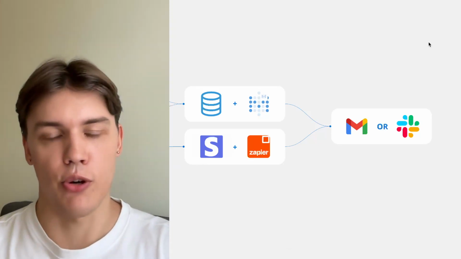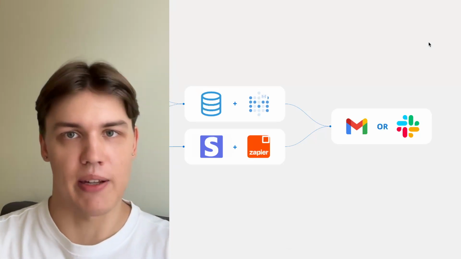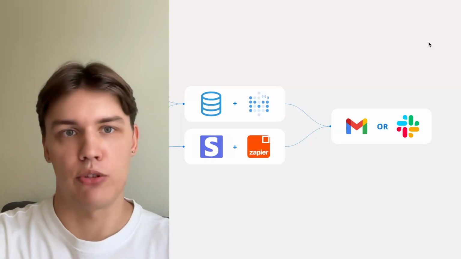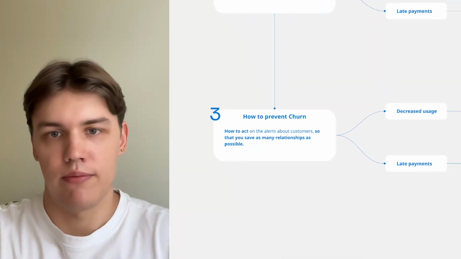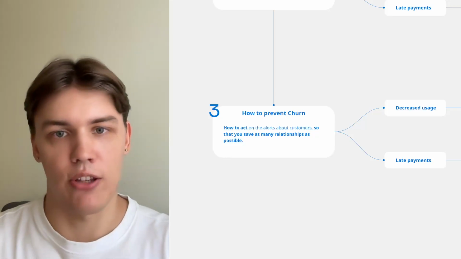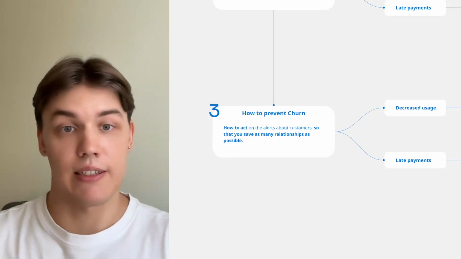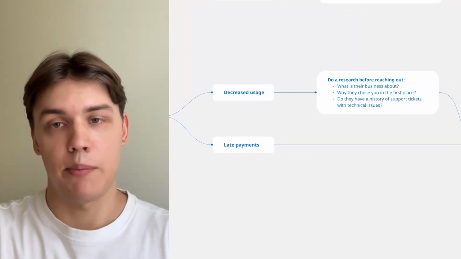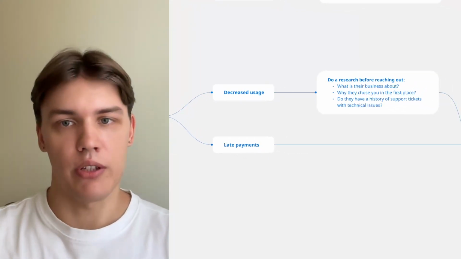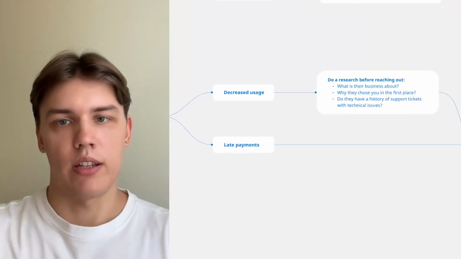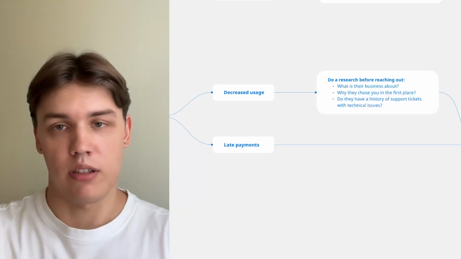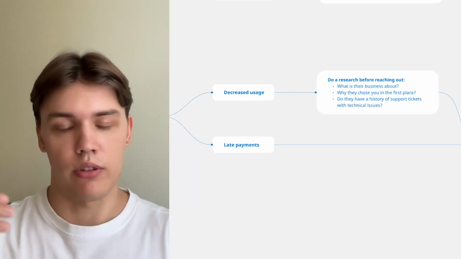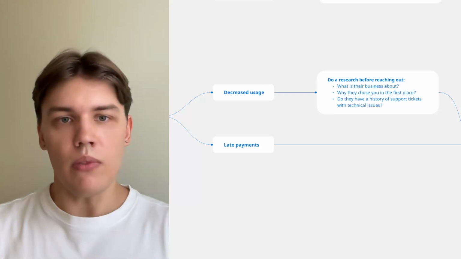Now, I promised to show you how to identify at-risk customers, but let's dig deeper and understand strategies to prevent them from churning. How to act on the alerts about customers so that you save as many relationships as possible. With decreased usage, it is a bit more complicated. You should do some research before reaching out. What is their business about? Why did they choose you in the first place? Do they have a history of technical support issues?